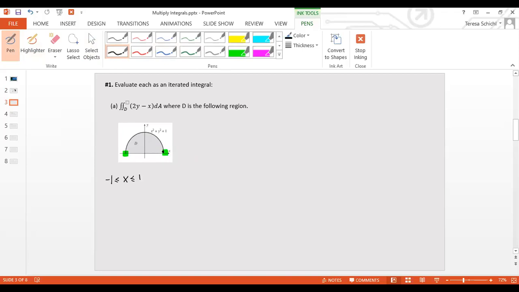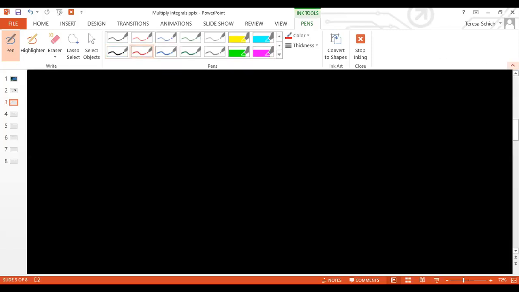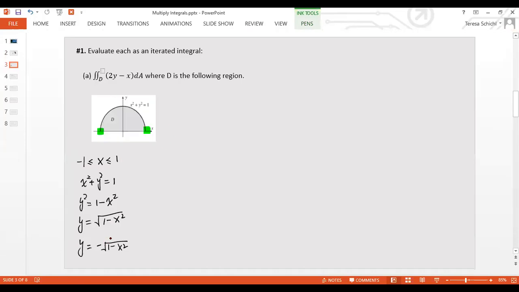Then my y bound is different. Here the boundary is x squared plus y squared equals 1, so y squared equals 1 minus x squared. So y is equal to the square root of 1 minus x squared, or y is equal to negative the square root of 1 minus x squared. But here you cannot have negative, so this one is not going to work.